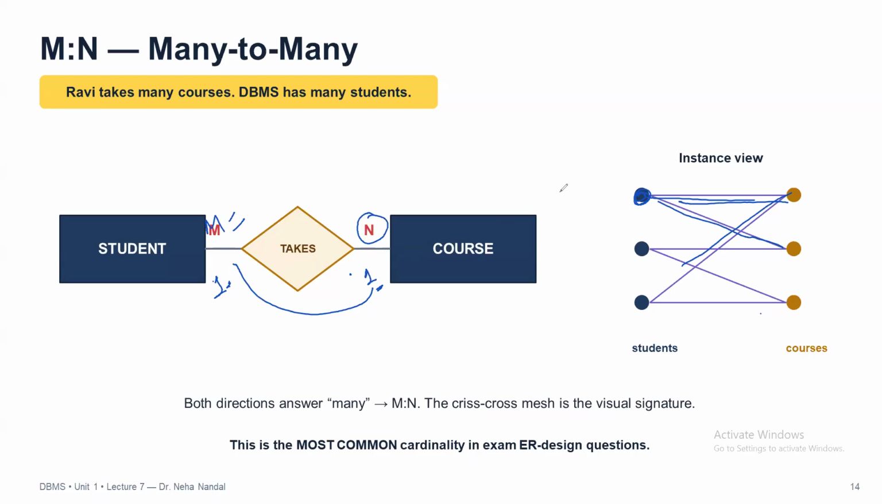Okay. So I hope you got this part. Many to many relationships are the most common cardinality asked in the exams. And when in doubt, you can have different examples of this, like student-courses, doctors-patients, actors-movies. They are usually N is to N relationships. Okay, great. So that is all about our relationships.